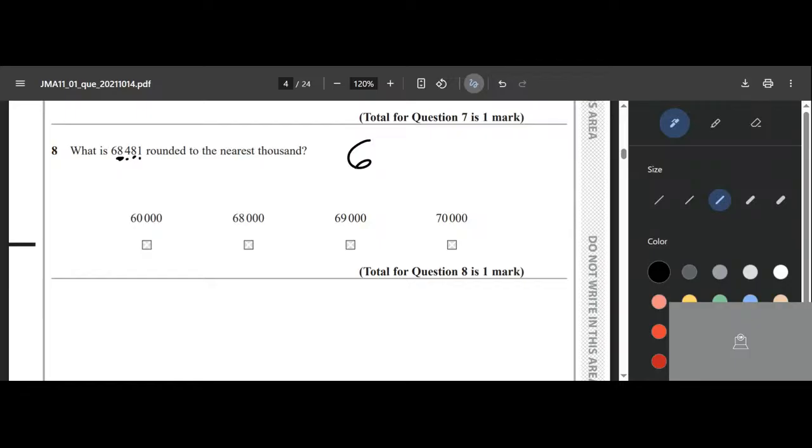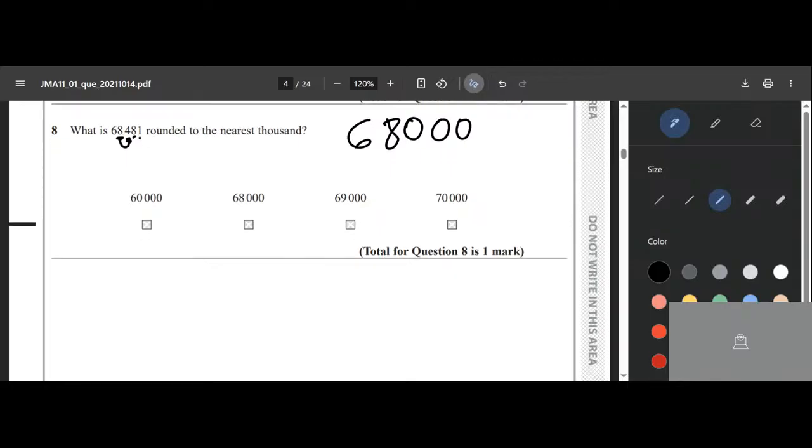Then you look at 8. The number next to 8, this number here, is 4. If 4 is less than 5, then we just write that number and replace the rest by zeros. But what if it was something like this? We put 6 here.